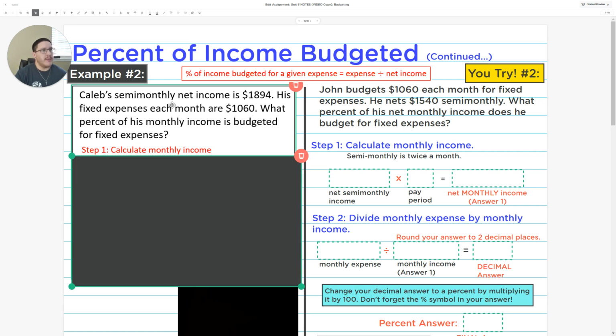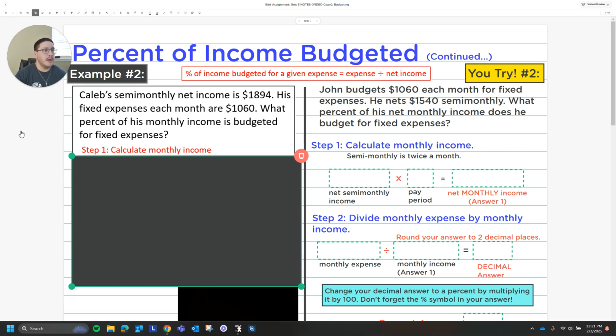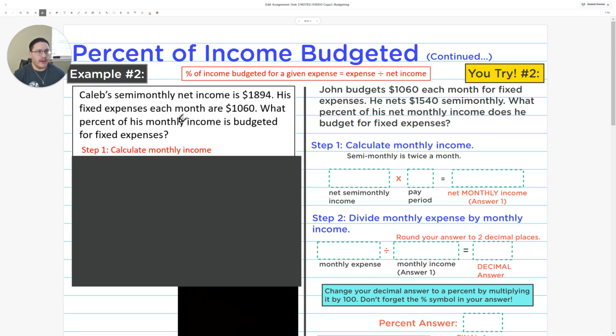So Caleb's semi-monthly net income is $1,894. His fixed expenses each month are $1,060. What percent of his monthly income is budgeted for fixed expenses? Step 1, calculate the monthly income. So let's look at what we have right here.